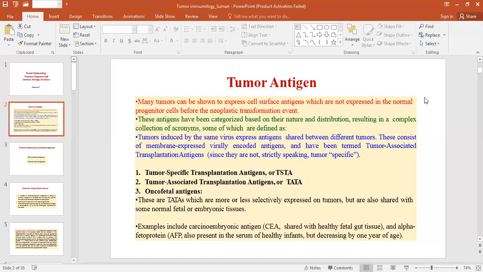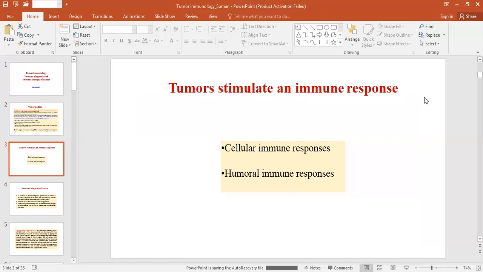Silent tumor-associated genes are not expressed in normal cells but are actively transcribed in tumor cells. Tissue-specific genes or differentiation genes are present on the surface of normal cells or in the circulation, but the levels of expression are usually very low in normal cells. Examples are carcinoembryonic antigen or alpha-fetoprotein, as I said. So the tumors are stimulating the immune response in our body.